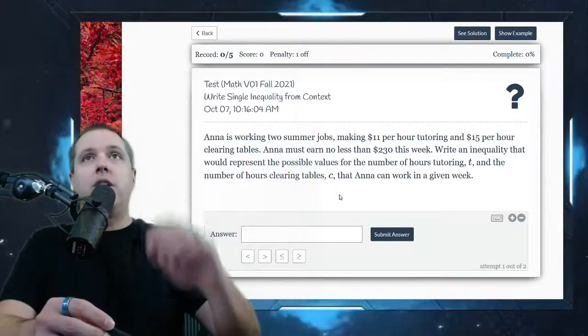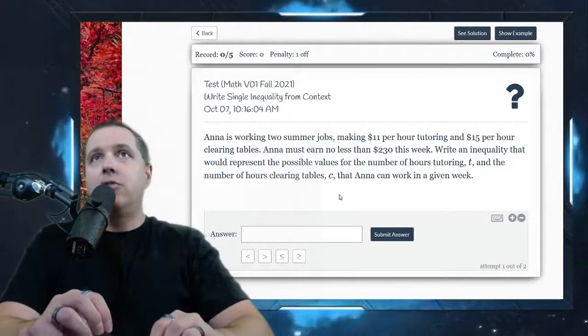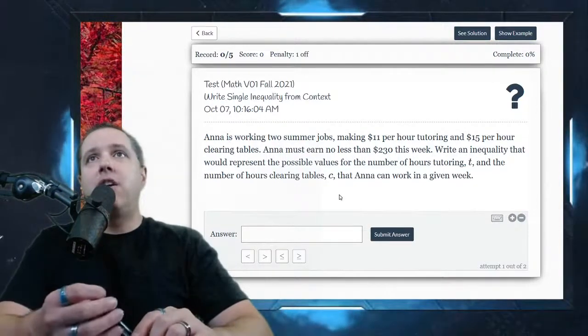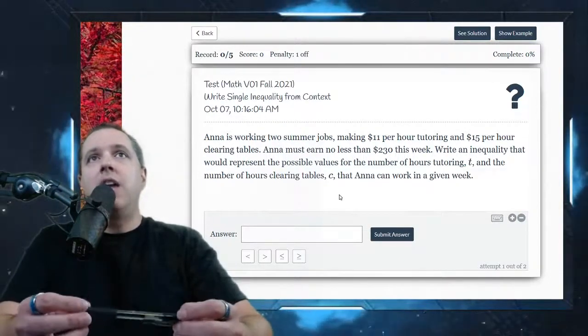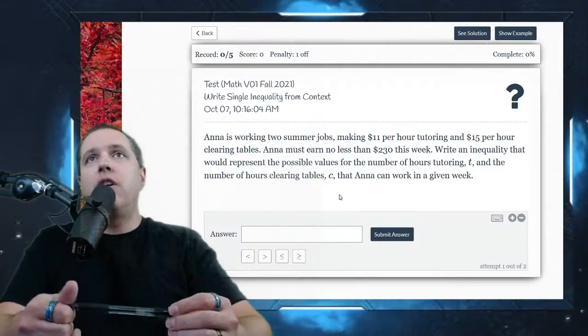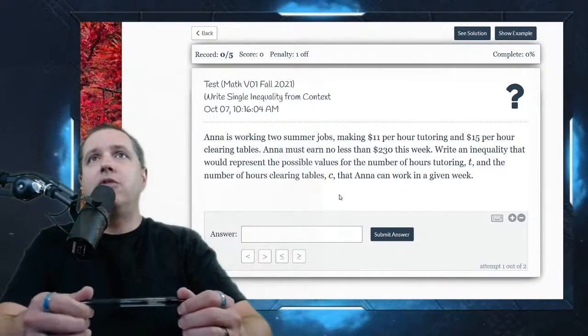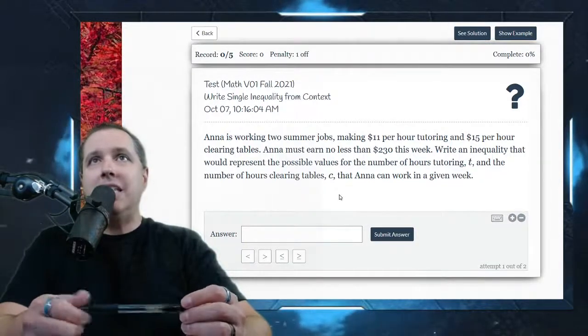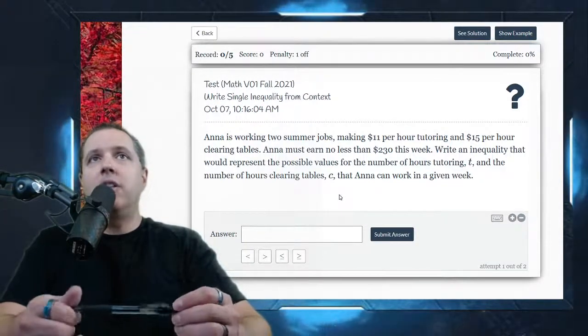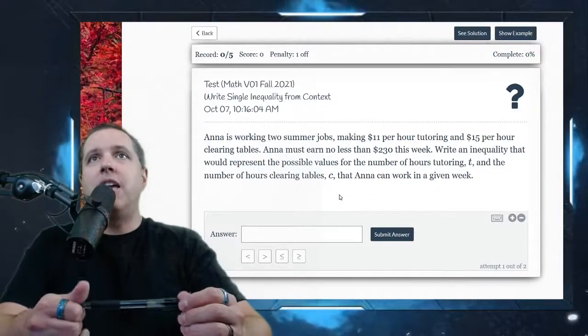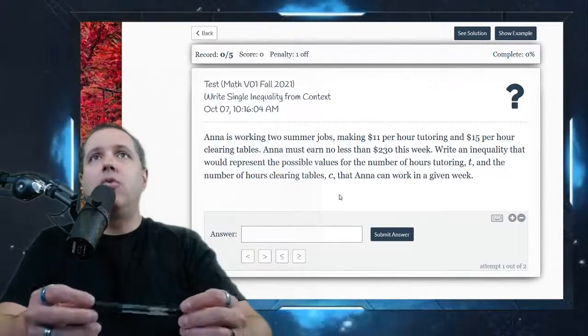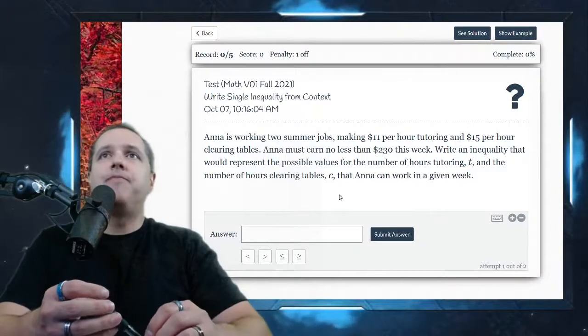Anna is working 2 summer jobs, making $11 per hour tutoring and $15 per hour clearing tables. Anna must earn no less than $230 this week. Write an inequality that would represent the possible values for the number of hours tutoring, T, and the number of hours clearing tables, C, that Anna can work in a given week. Okay, so let's see.